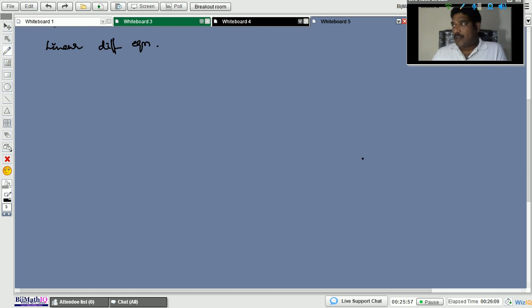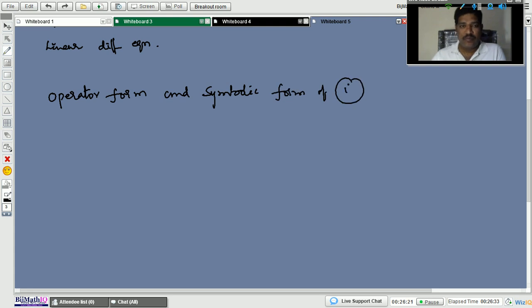Before discussing the solutions, we need to discuss operator form and symbolic form. First one is operator form. Operator form and symbolic form of 1. Here operator and symbolic form means we are just writing in terms of operators.